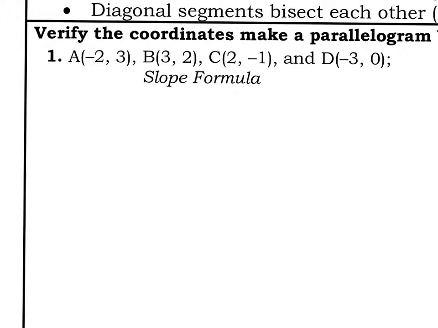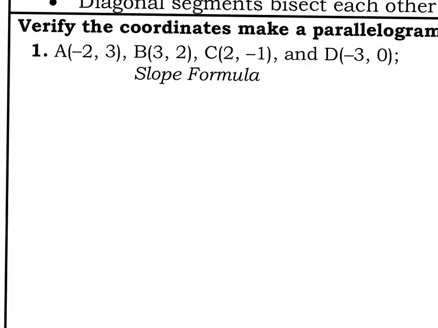You're going to have a pair of slopes that are the same, and then you'll have a separate pair of slopes that are the same. Because same slope makes parallel lines. So if you don't remember the slope formula, it is m equals y2 minus y1 over x2 minus x1.